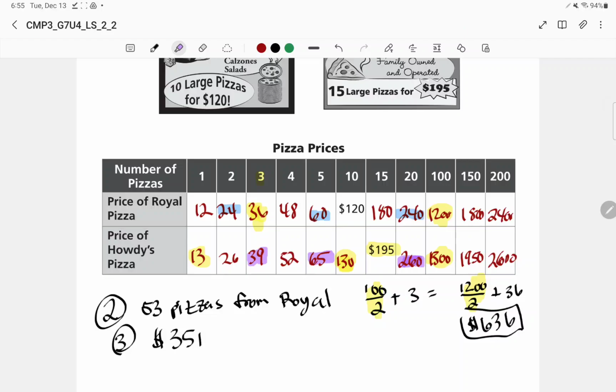So for number 3, I was looking at the price of Royal, but they're actually asking for the price of Howdy's. So that's highlighted in purple here. It's 260 plus 65 plus 39.